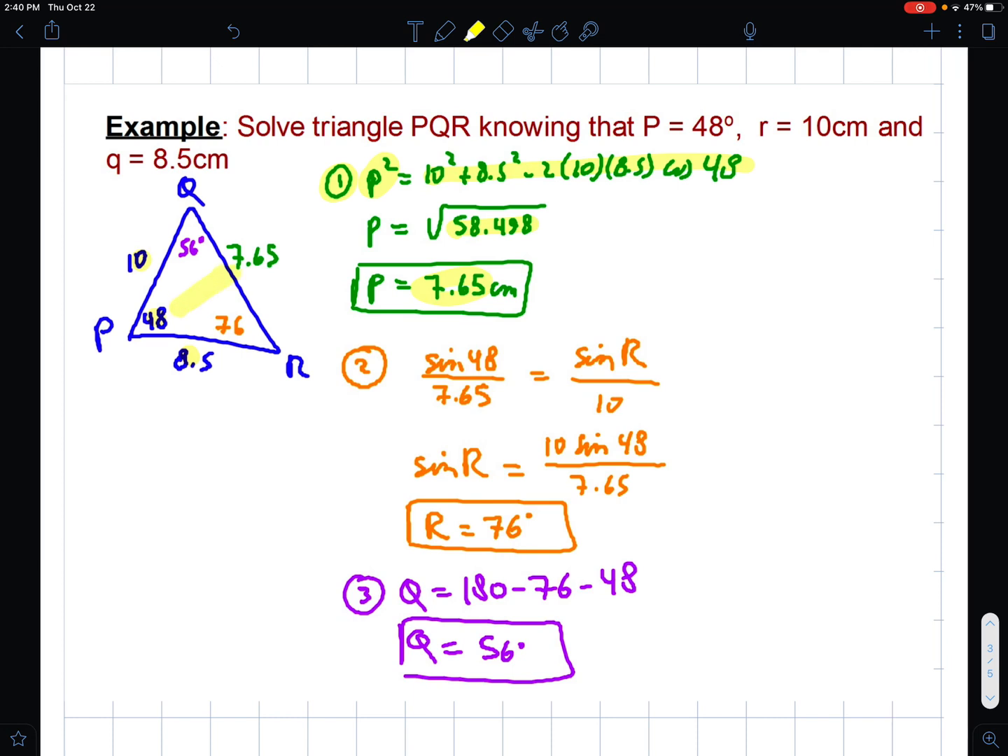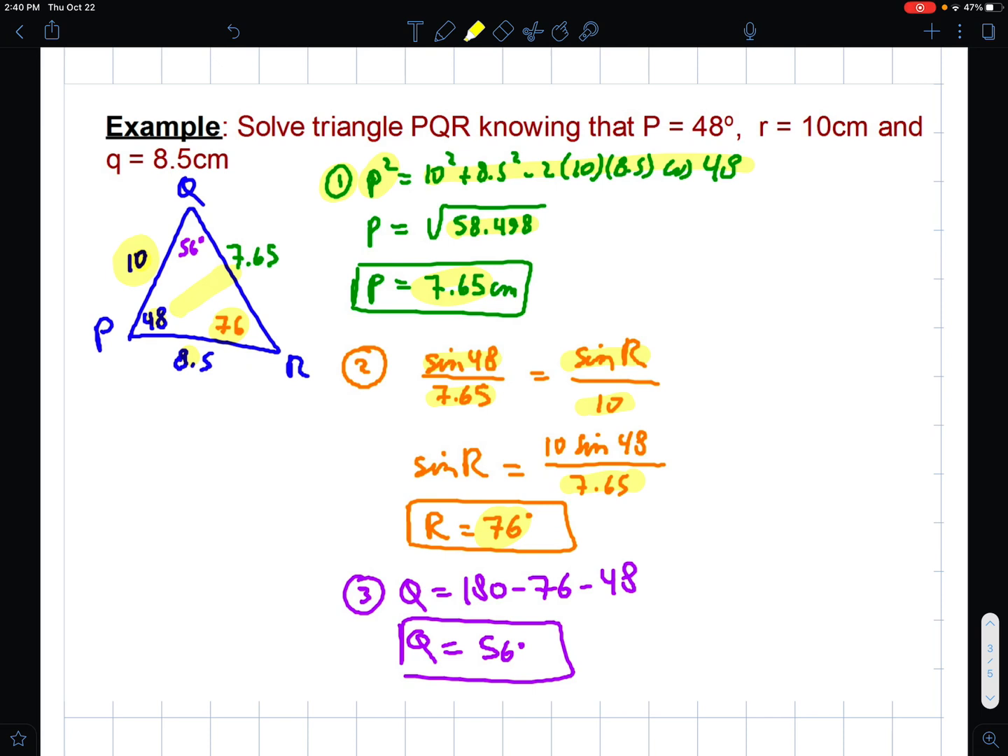Therefore, for my second step, I need to solve for either Q or R. Well, which one's bigger? Well, I don't know. Oh, yes, I do. Because R is across from 10. And 10 is bigger than 8.5. So I'm looking for R. Set up sine law. Sine of 48 divided by 7.65 is sine of R divided by 10. What's diagonally across from sine R? 7.65. Therefore, 7.65 goes dividing. When I plug in the calculator, I get that R is equal to 76.